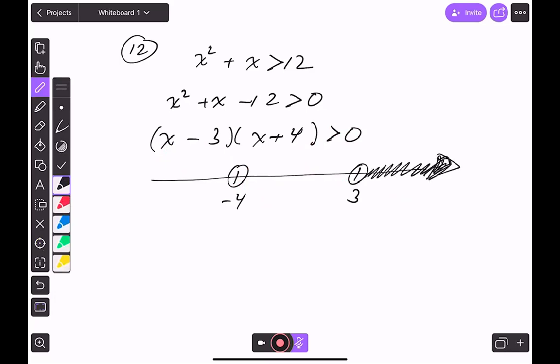You notice I'm getting faster now. Let's keep going. Let's go below -4. What's a good number? Like -5. Plug it in, you get a negative times a negative. What's a negative times a negative? A positive, and positive numbers are greater than 0. So I'll shade that in. Intervals, minus infinity, -4, union, 3 to infinity.